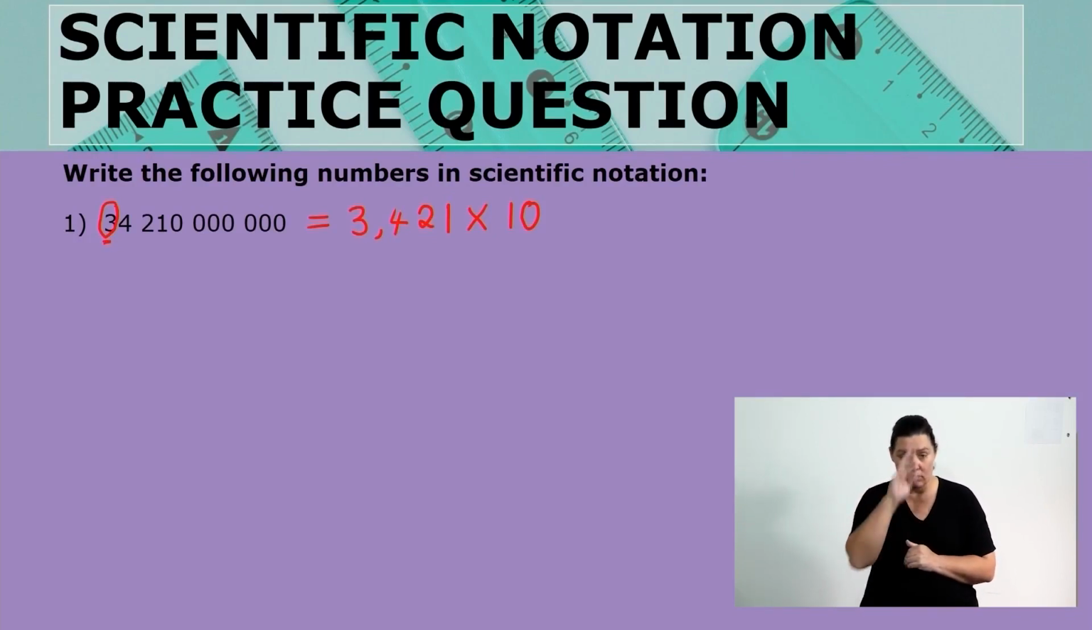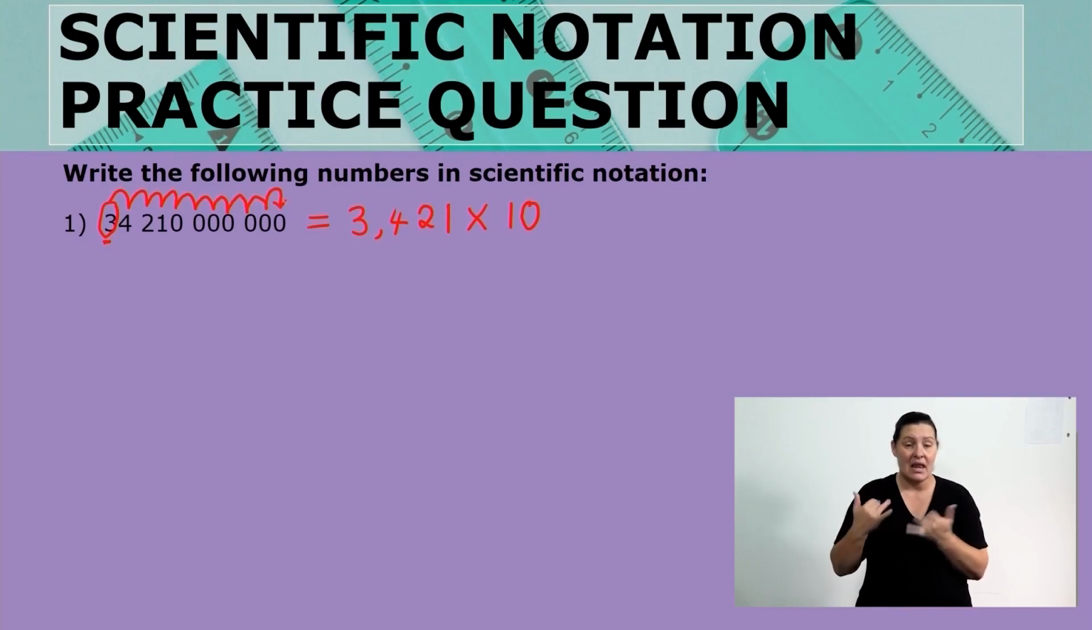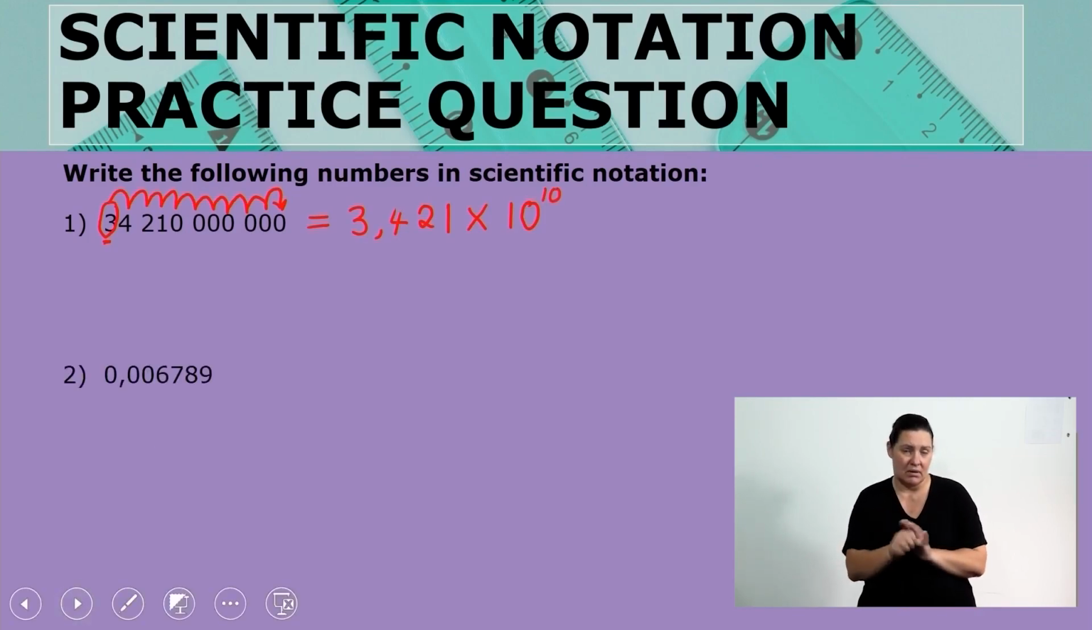We are moving to the right. And remember, moving to the right means positive. So let's move it. That is 1, 2, 3, 4, 5, 6, 7, 8, 9, 10. We have moved our 30 billion 10 spaces to the right. So that means we are going to have an exponent of a positive 10. Let's look at the next example.